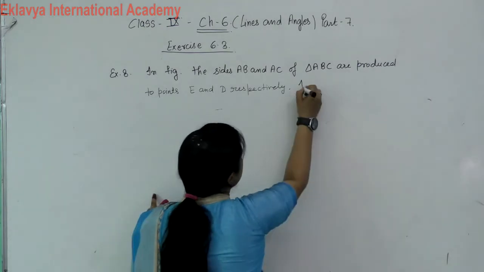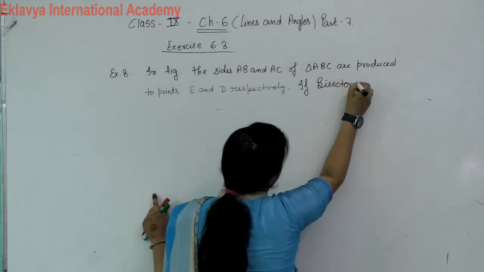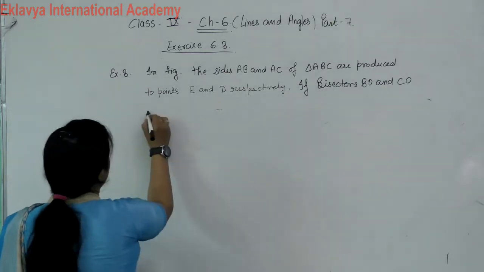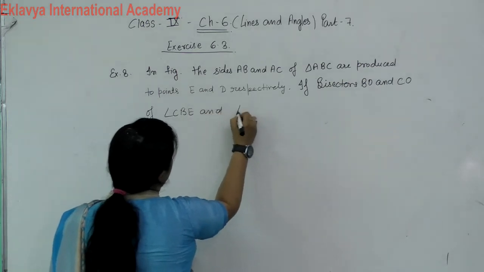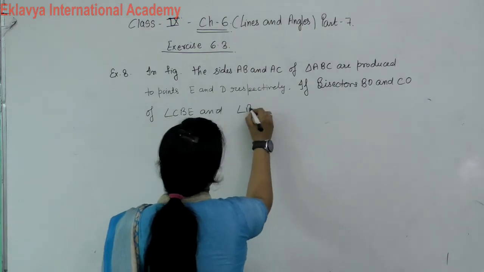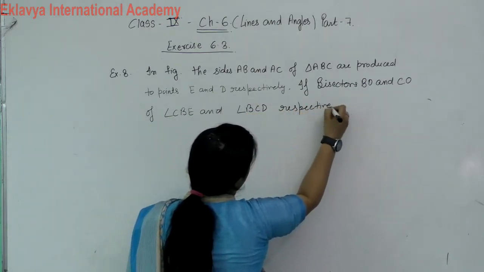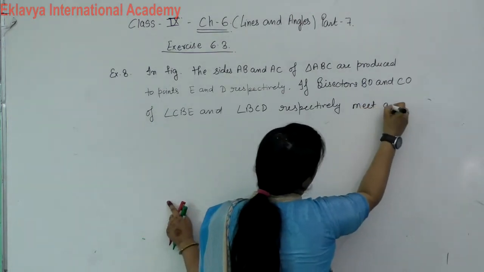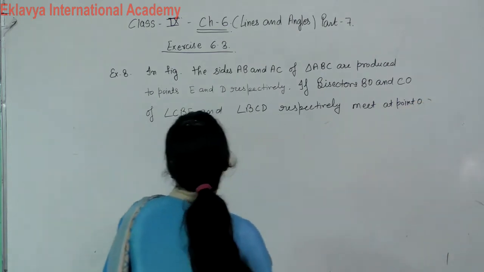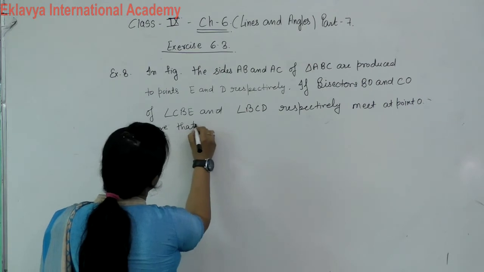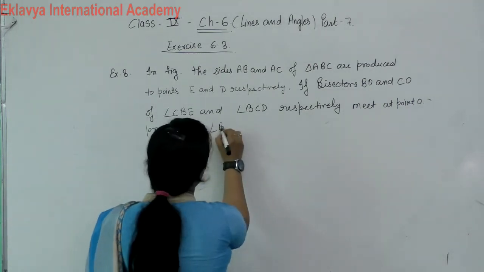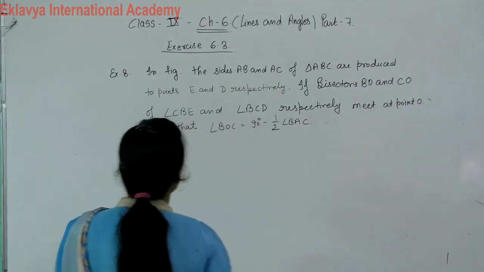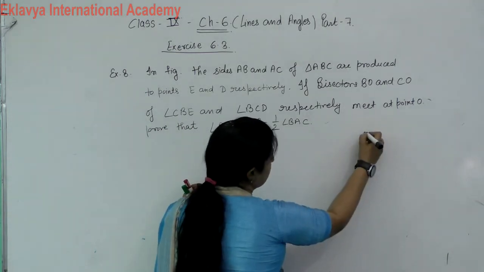If the bisectors BO and CO of angle CBE and angle BCD respectively meet at point O, prove that angle BOC is equal to 90 degrees minus half of angle BAC. Okay, firstly we will make a diagram. ABC is a triangle.